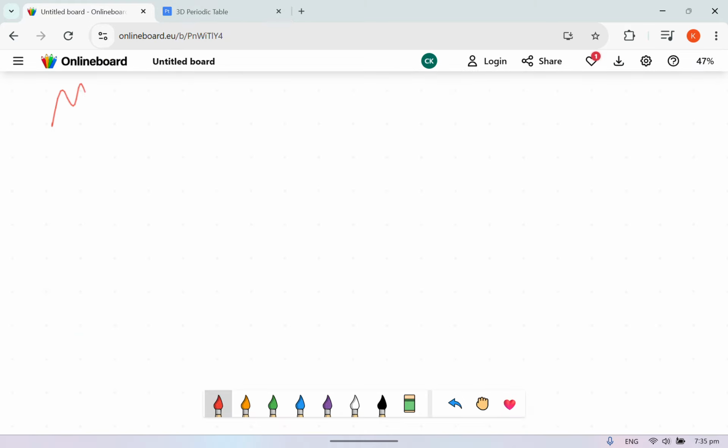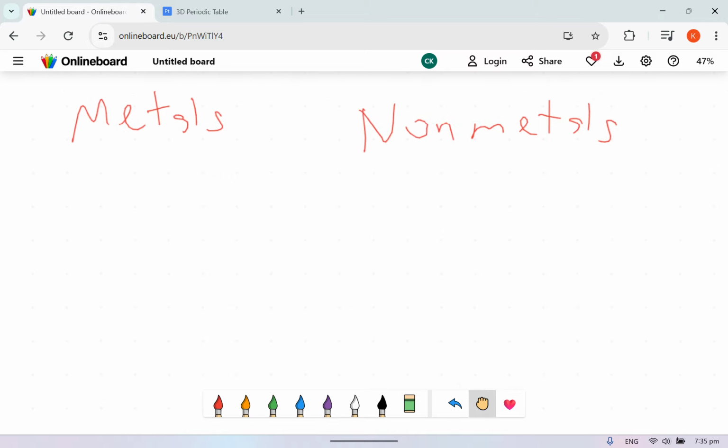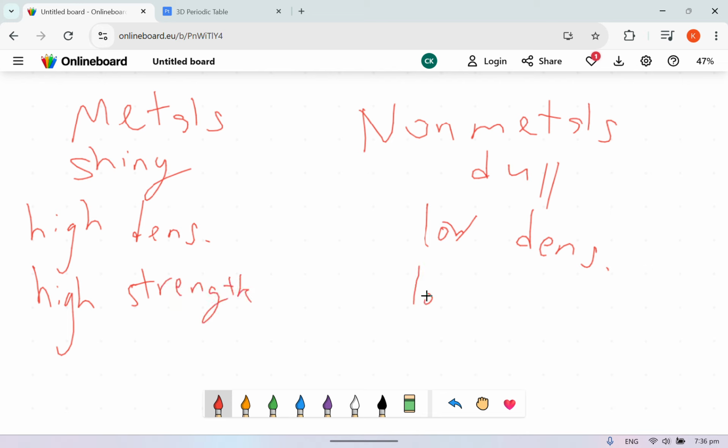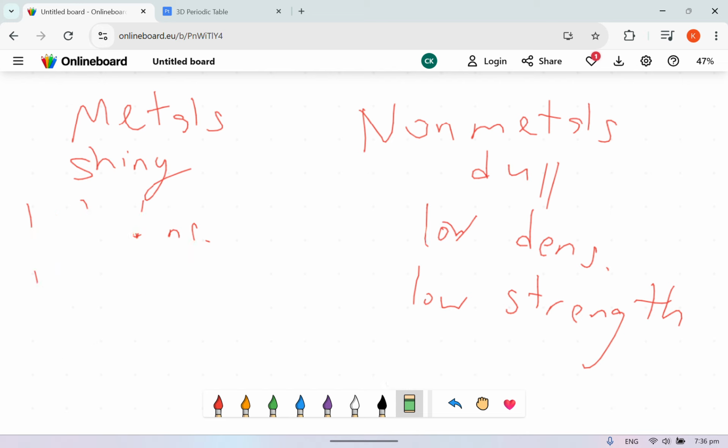And I will tell you what the difference between metals and non-metals is. Now, metals, firstly, they are shiny. This one is dull. Or you can say lustrous if you want. Now, they have a high density. This one low density. High strength as well. Metals are strong. I'm pretty sure you guys know that. Low strength. Okay, lock it in first. I'm going to erase it because I want to keep scrolling downwards.